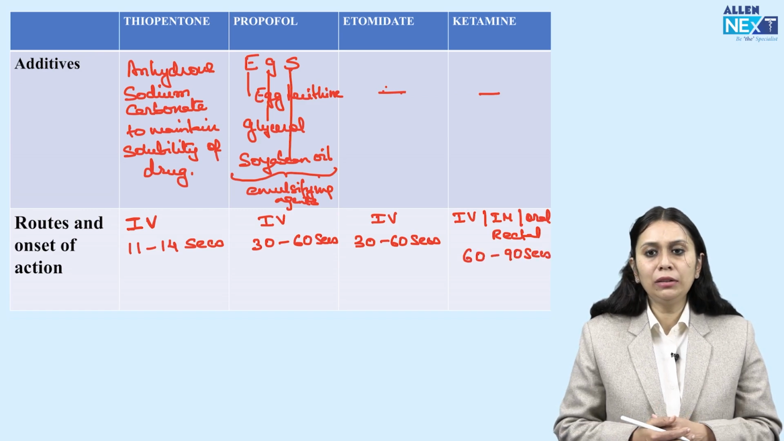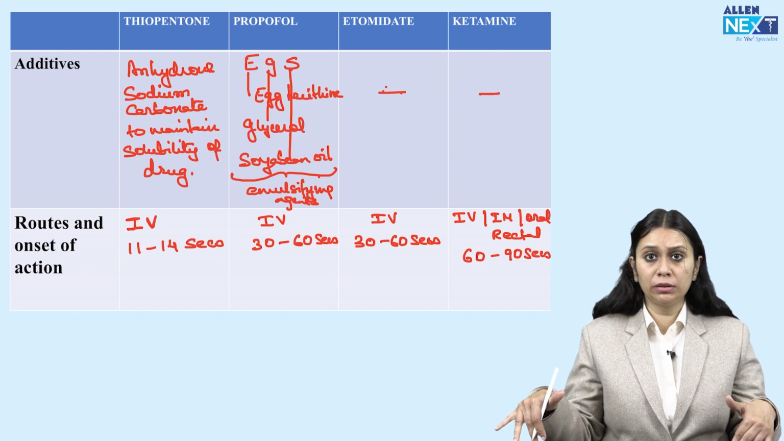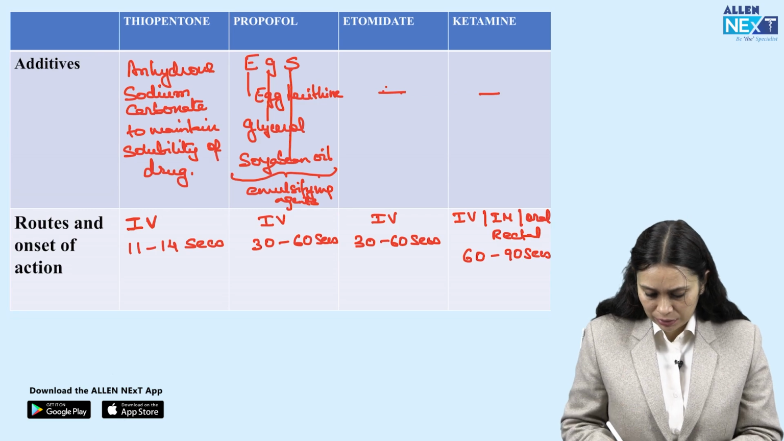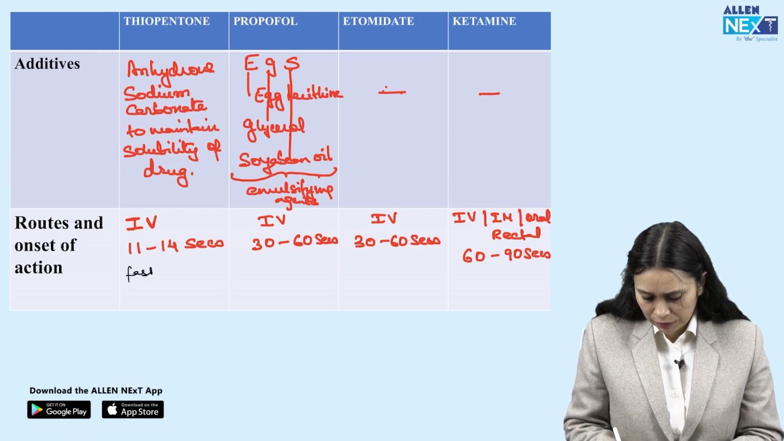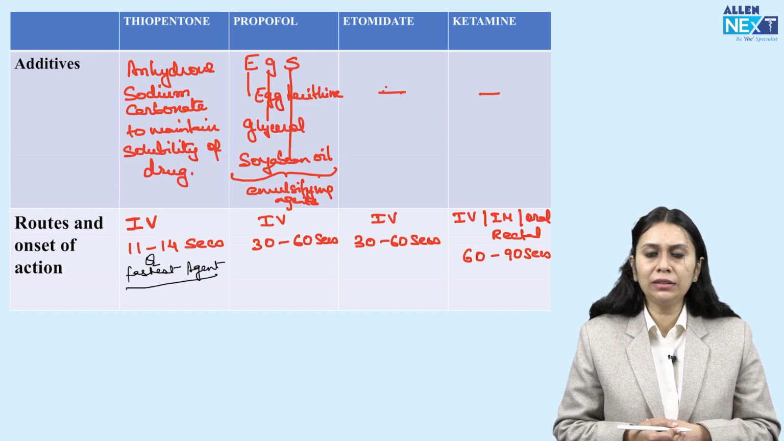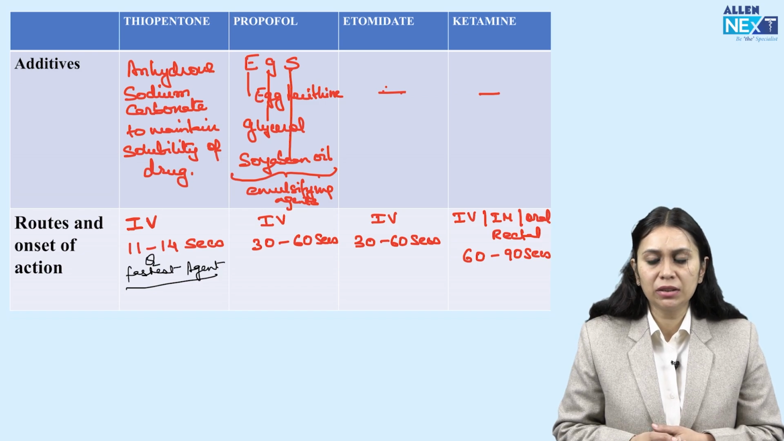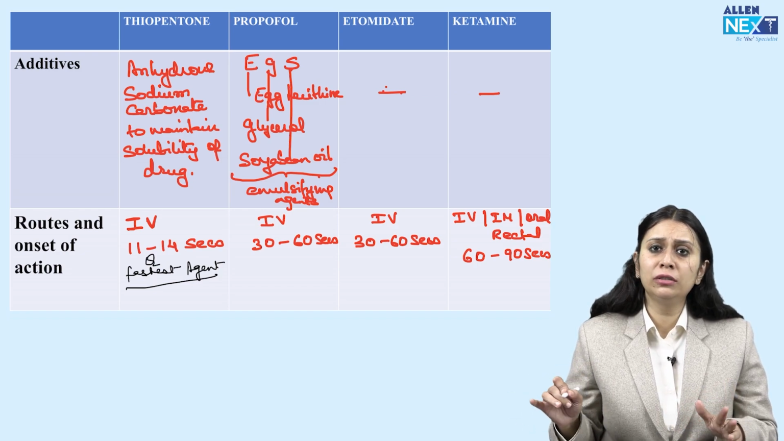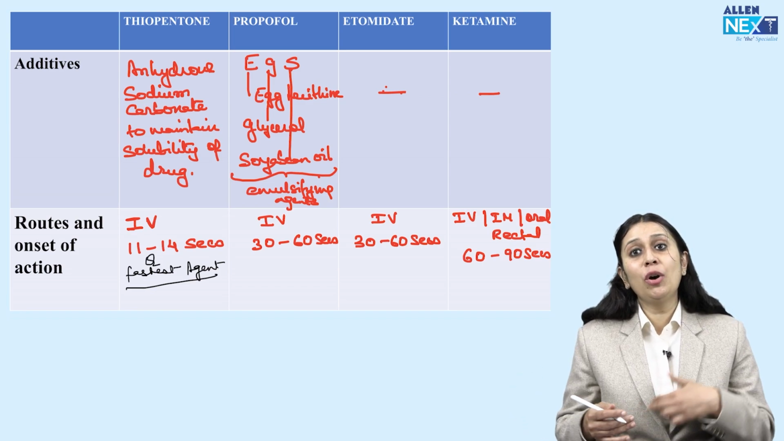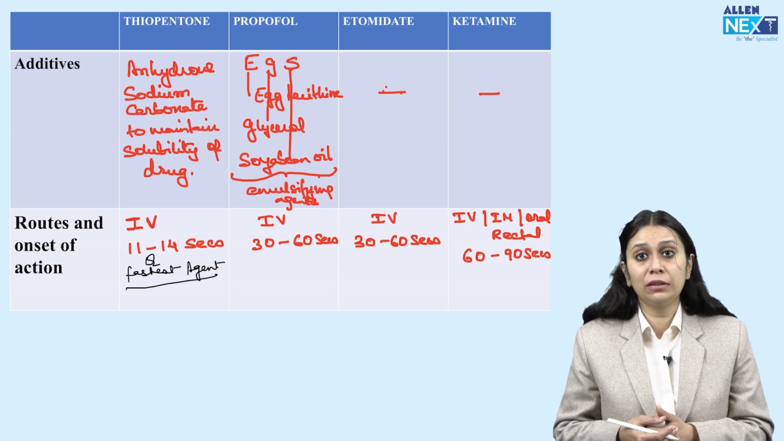Okay. So one question is asked, two questions from this point. First, fastest induction agent. Answer is thiopentone. Fastest agent is thiopentone. And the second question which is asked, routes by which ketamine can be administered. Go for all routes except subcutaneous. You cannot give the drug subcutaneous if you want a fast action because it is not a vascular area.